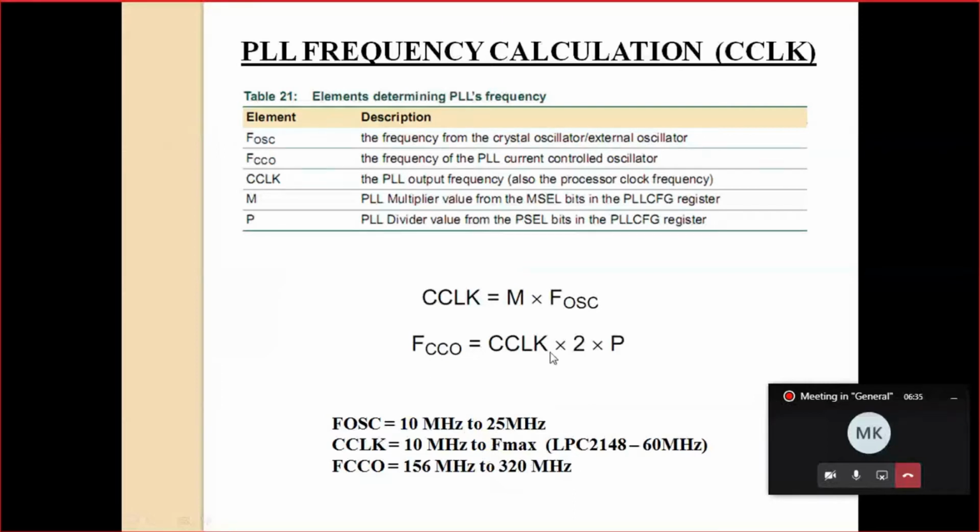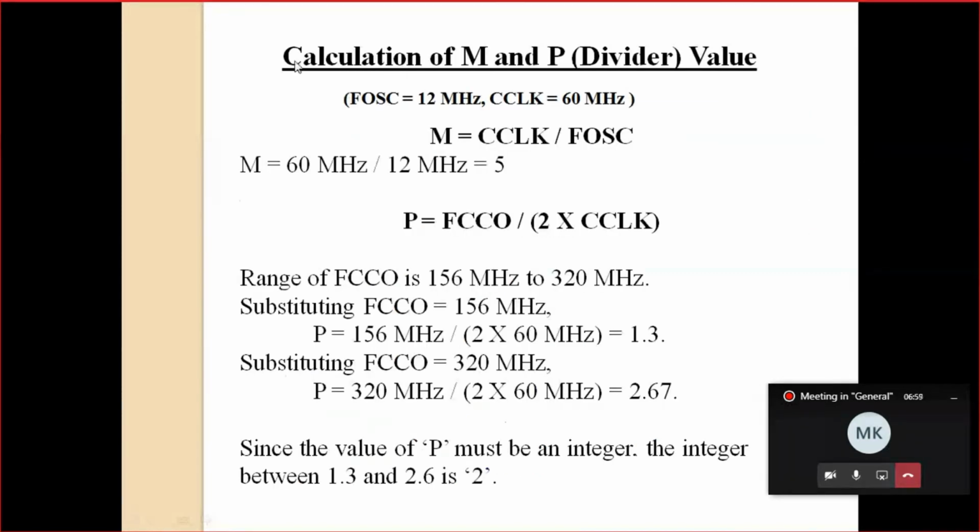And for calculating the P factor, there is a current controlled oscillator which is multiplying the frequency. FCCO equals CCLK into 2 into P. FCCO range will be from 156 to 320 MHz. So these were the two equations, and this is how we perform the calculation of M and P value.